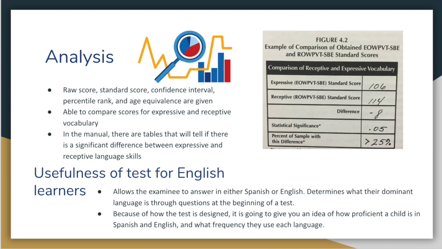The usefulness of this test for English learners is that it allows the examinee to answer in either Spanish or English. It determines what their dominant language is through questions at the beginning of the test. Because of how this test is designed, it's going to give you an idea of how proficient the child is in both Spanish and English, and at what frequency they use each language.